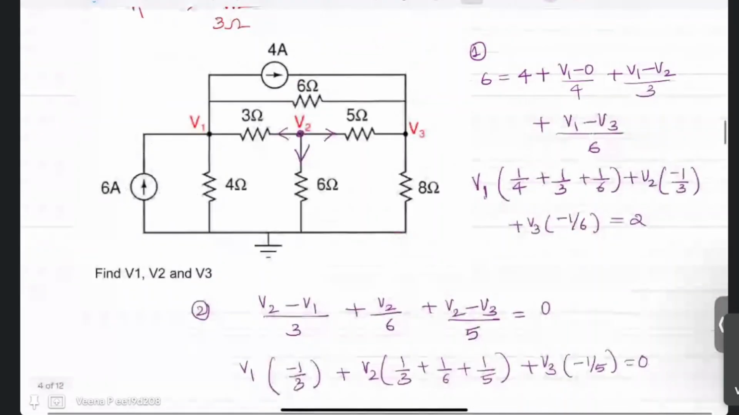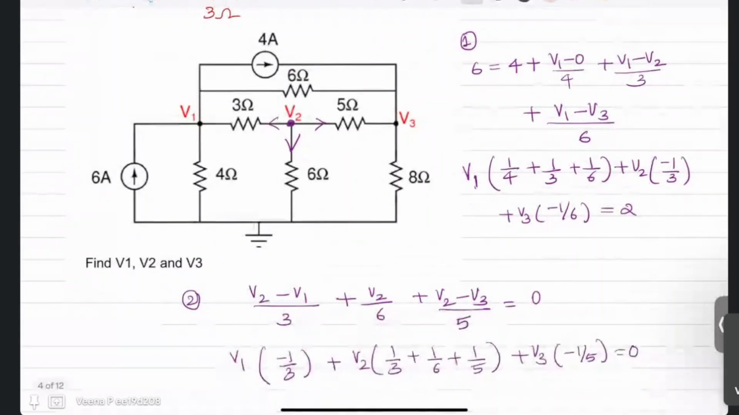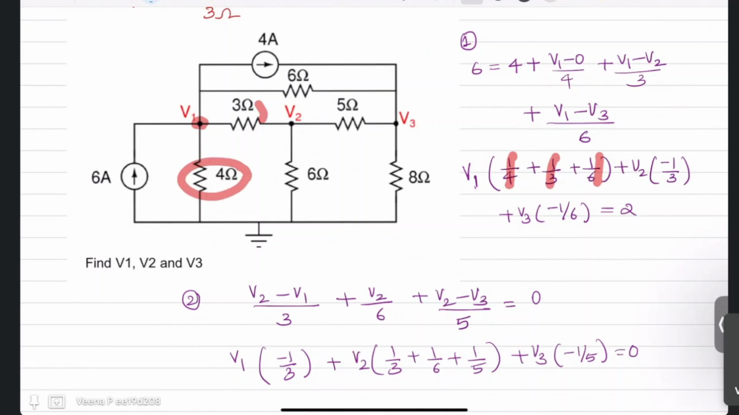Now if you take these two equations and observe the nodal equation of the first node, the first node is V1. In it you notice that the coefficients of V1, which are 1 by 4, 1 by 3, 1 by 6, are the admittances connected to V1. That means the resistances connected to V1 are 4 ohms, 3 ohms and 6 ohms. So the coefficient of V1 is the admittance, which is 1 by 4. The admittance of 3 ohm is 1 by 3. Admittance of 6 ohm is 1 by 6. So the summation of the admittances is your coefficient of V1.